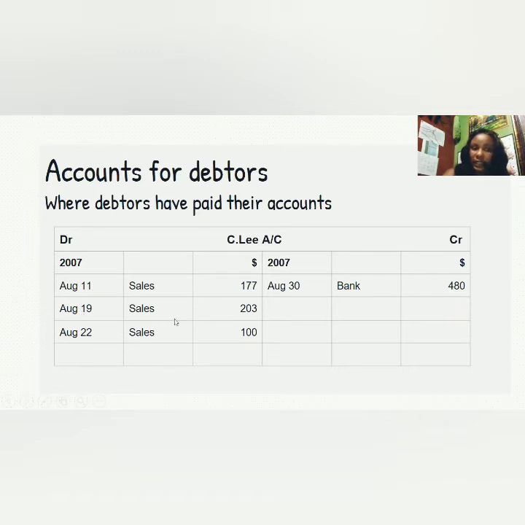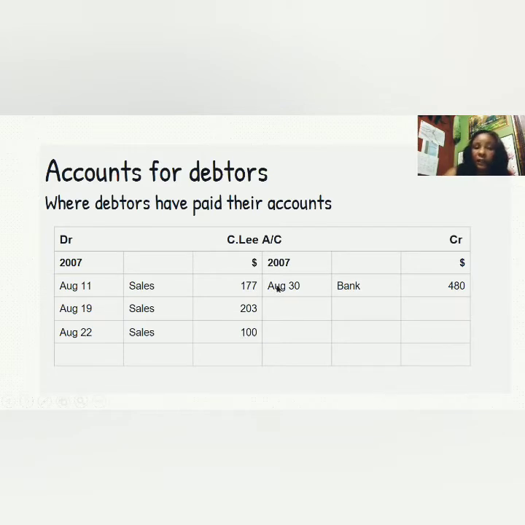August 19, sales 203. This means that on August 19, we sold goods on credit to Sealy, $203. And on August 22, sales 100, which means on August 22, we sold goods to Sealy costing $100. I really hope you're understanding. Okay, feel free to pause, rewind, and try to get this as best as you can. So this account is showing us that on 3 different occasions, Sealy took goods from us on credit.